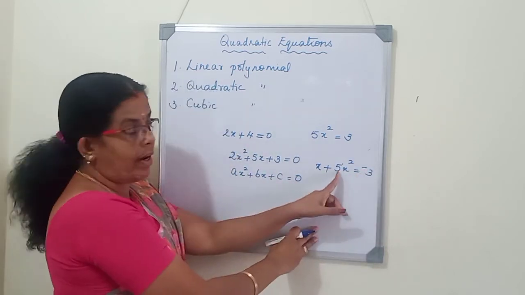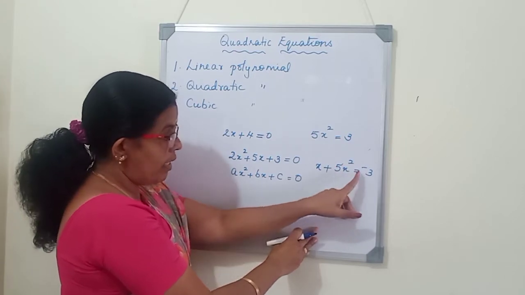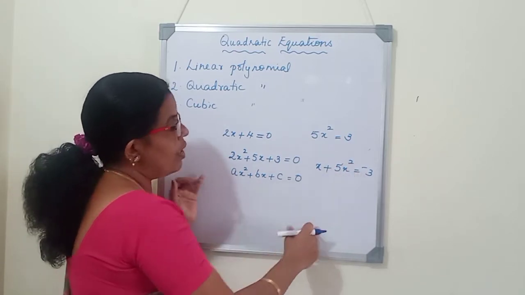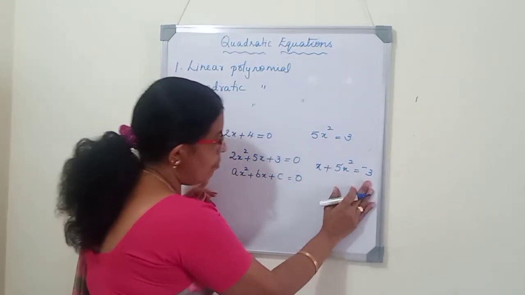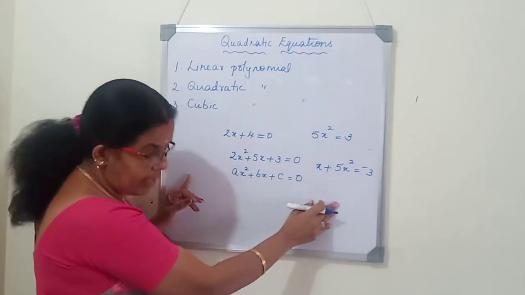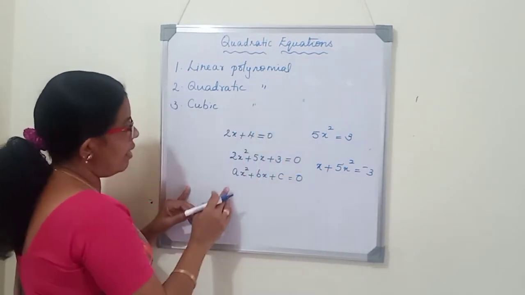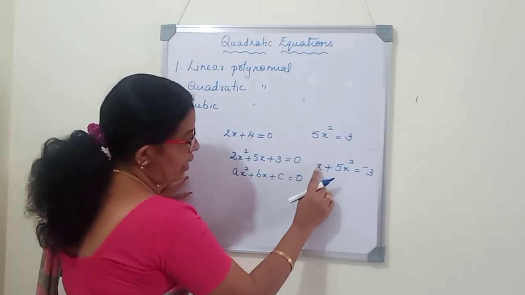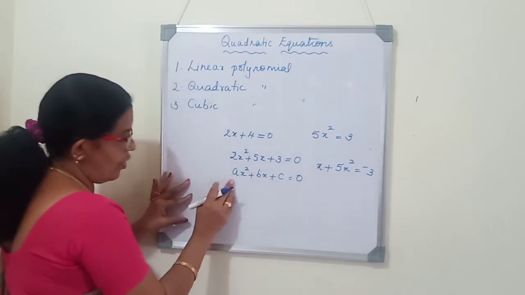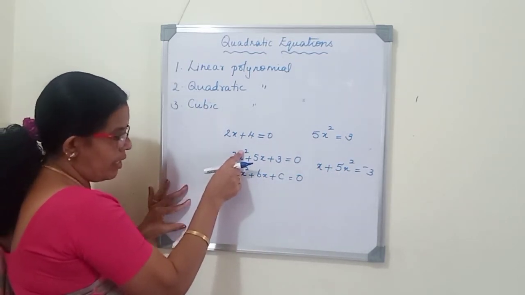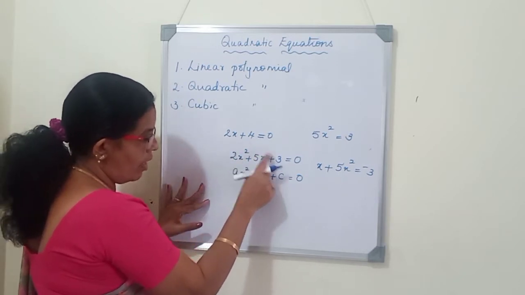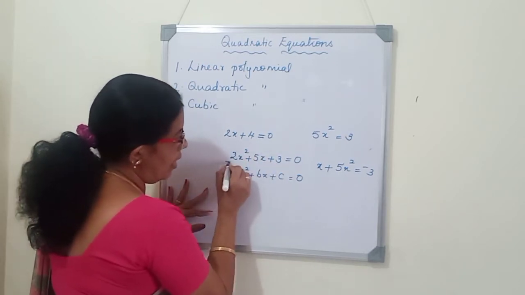This is also a quadratic equation because the degree is 2. So however we want, we can write, but how to write it in a standard form? When we write it in a standard form, the power or the degree should be in the decreasing order. So first we have to write degree 2, power 2, then power 1, then constant. Then only it will be in the standard form.